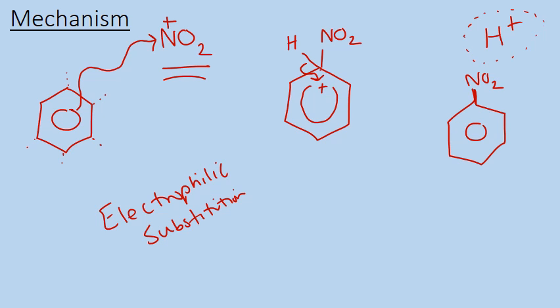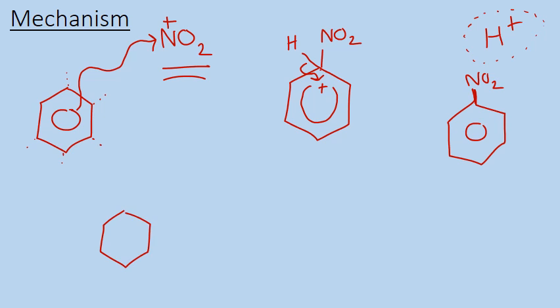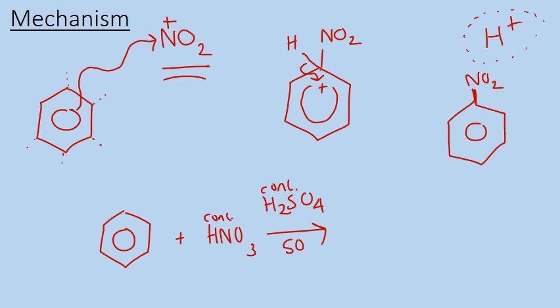So if we were asked for an overall equation, let's do that here. Our overall equation will be benzene, nitric acid, which is in fact a reactant, and sulfuric acid, which is in fact a catalyst. So we put the catalyst above the arrow, and this is concentrated, and we have 50 degrees. And that will make our nitrobenzene and water. Water was also a product.